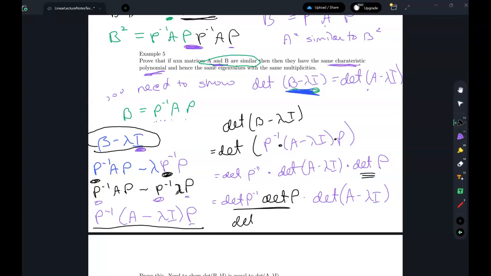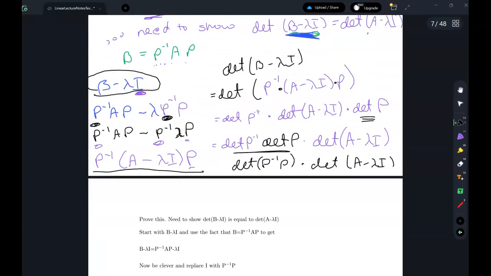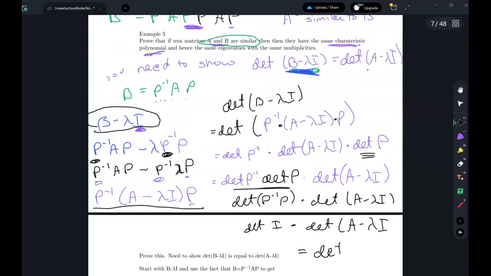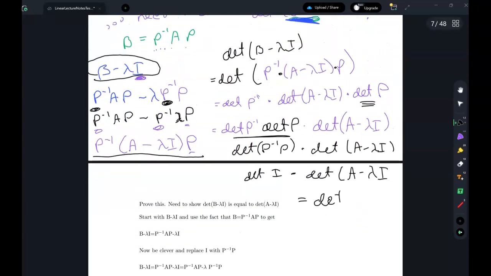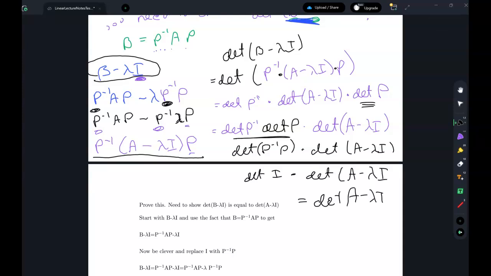And look at that. These two turn into the determinant of P inverse times P. And the determinant of P inverse times P is like saying the determinant of I, and the determinant of I will be 1. So we got there. So this equals the determinant of A minus lambda I. Wow, that was challenging.